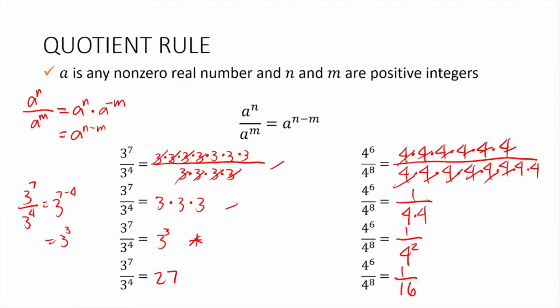So again here, what happens if we directly apply the quotient rule? So let's do this from the top. We have here 4 raised to the power of 6 divided by 4 raised to the power of 8. Okay, so applying the rule, it says here we copy the base and then we subtract the exponent in the denominator from the exponent in the numerator. So 6 minus 8. Okay, and this will give us 4 raised to the power of negative 2. Okay, and then applying negative exponent rule, that would be 1 over 4 squared and then 1 over 16. Okay.